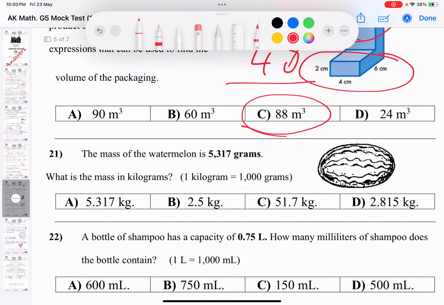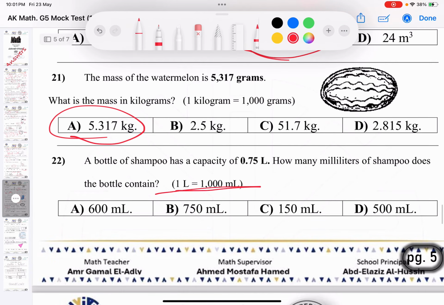The same idea, we have here the mass of the watermelon is 5,317 grams. We need it to be kilograms. And we know that kilo means 1,000. So from gram to kilogram, we will divide by 1,000. So 5,317 will be 5.317 kilograms, okay? And we know that 1 liter equals 1,000 milliliters. So a bottle of shampoo has a capacity of 0.75 liters. How many milliliters of the shampoo? So 0.75 multiplied by 1,000, it will be, of course, 750.